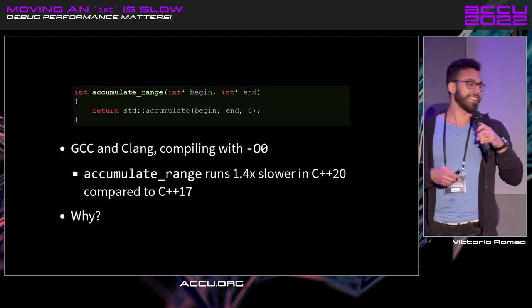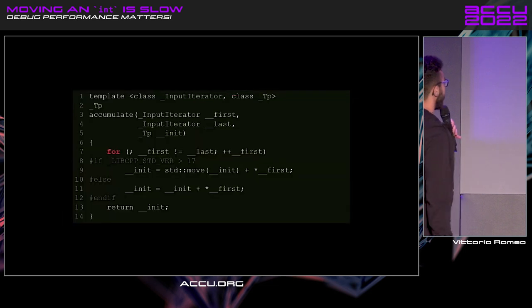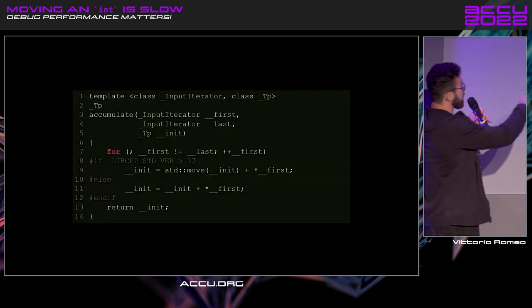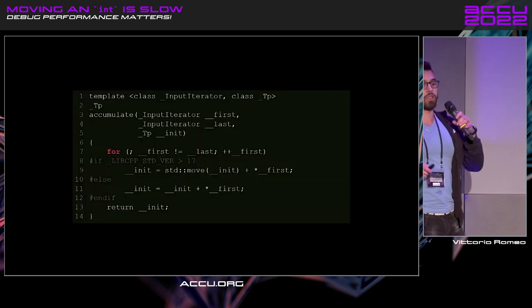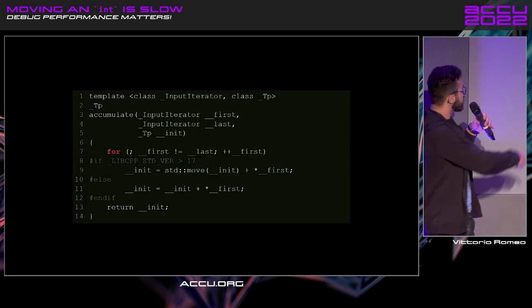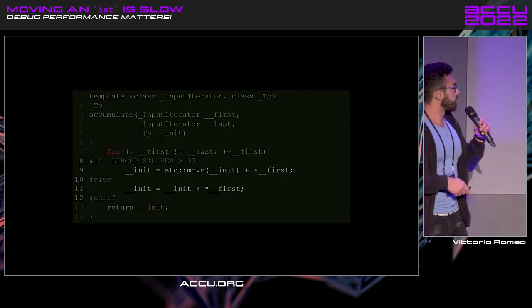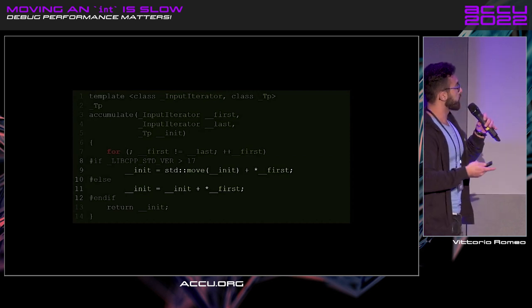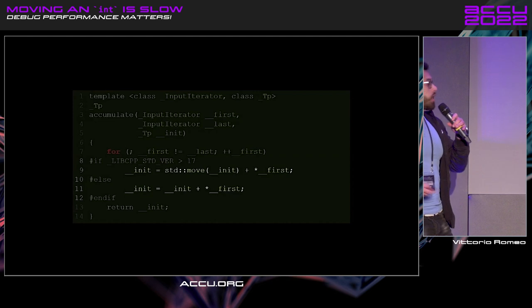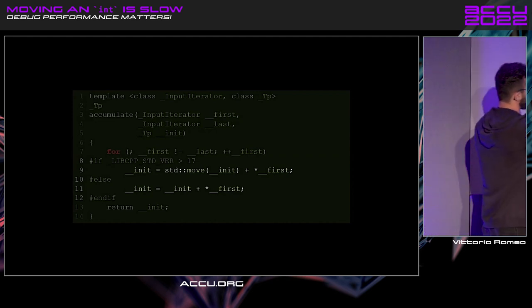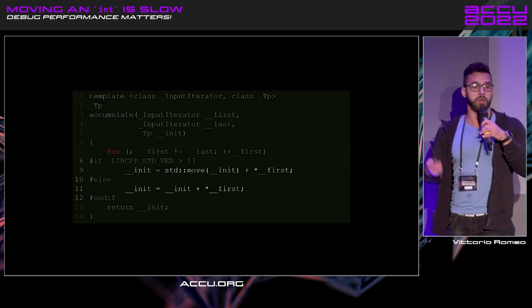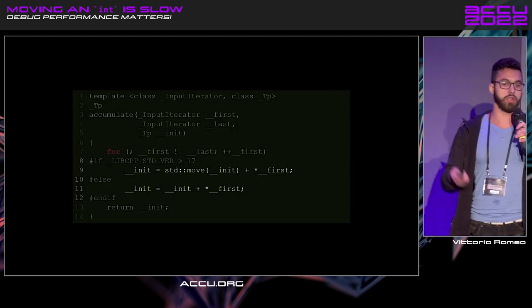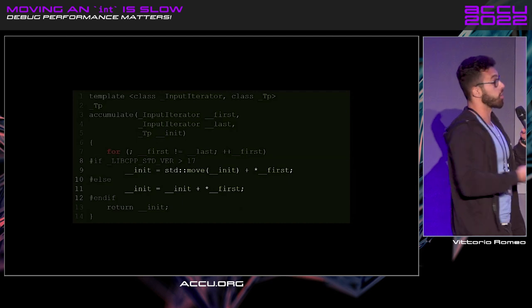No? Okay. So in 20, this is from libc++. This is how accumulate looks in libc++. And you can see between lines 8 and 12, there is this nice preprocessor condition that checks whether the standard library version is above 17. And if it is, it will move in the assignment so that if you're using some sort of type which benefits from move semantics in the accumulate algorithm call, then you will avoid copying it over and over again.